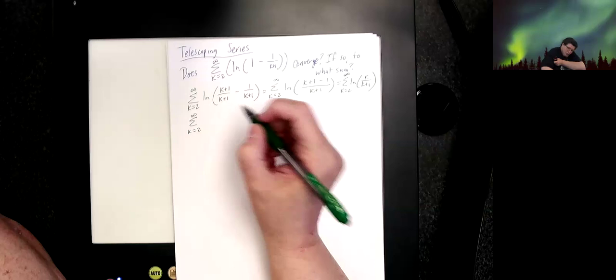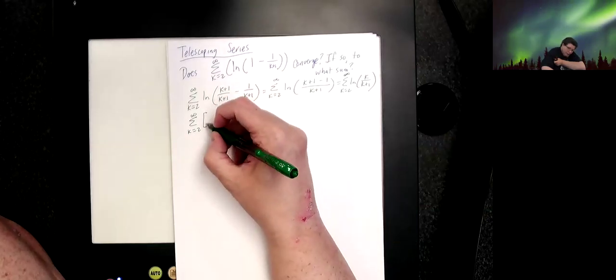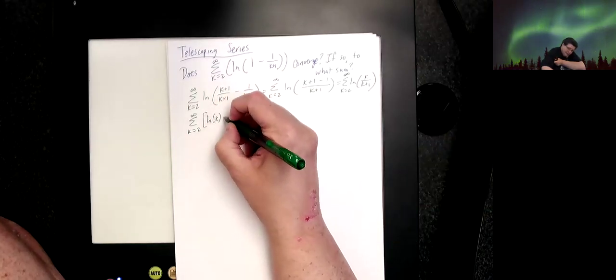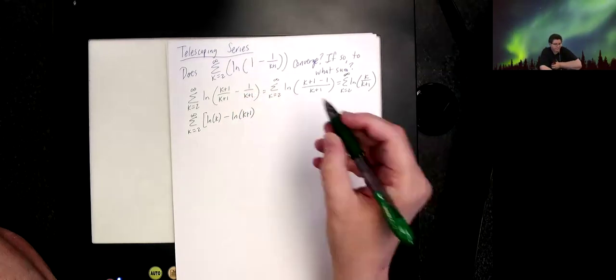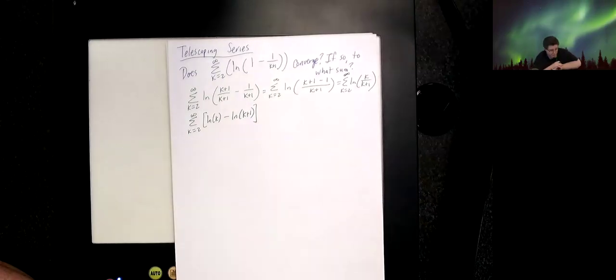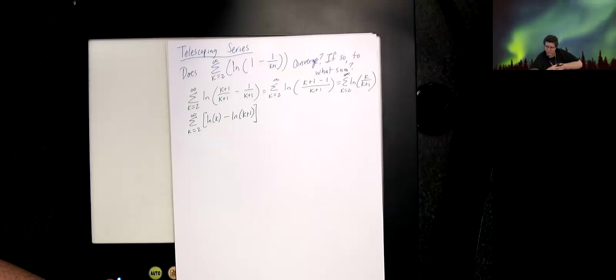So natural logs can be pulled apart. When it's done as division, it turns into subtraction of the denominator. So let's look at a partial sum S of n.